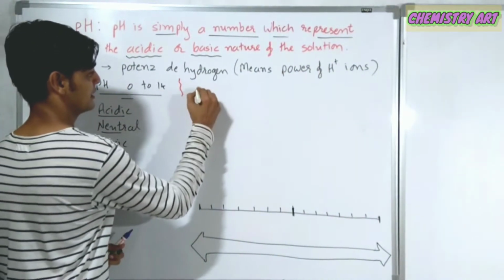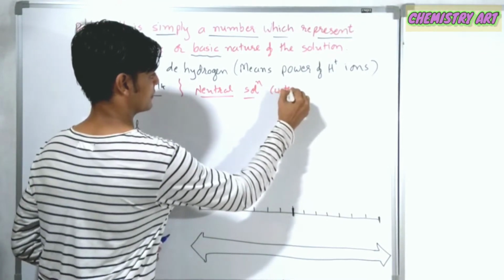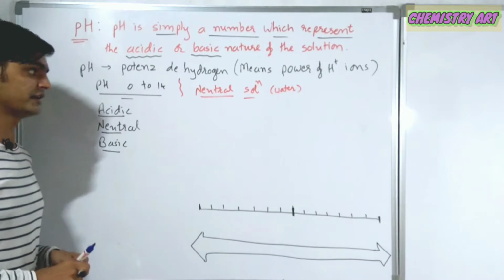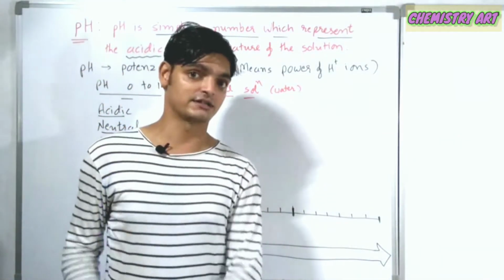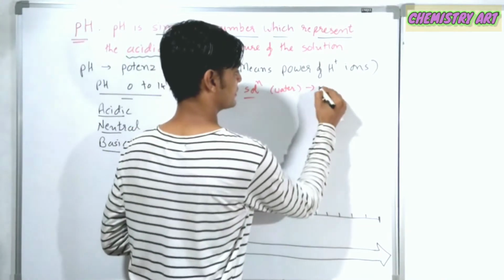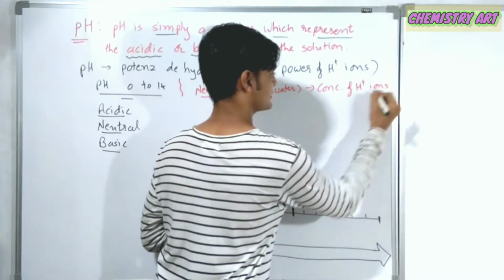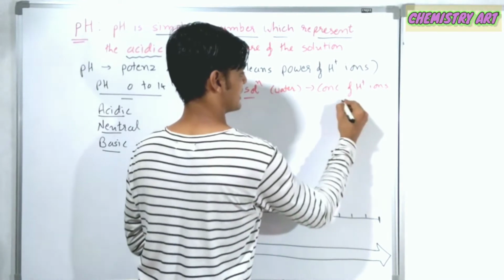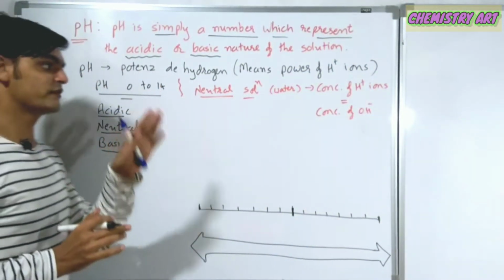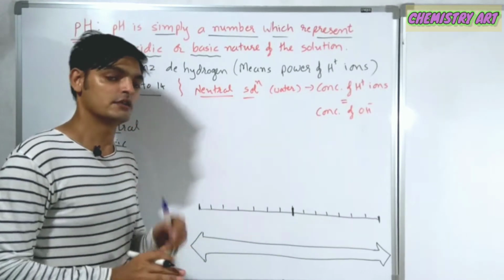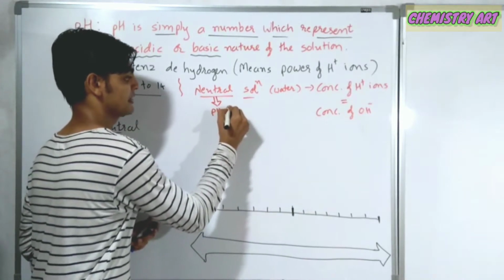For any neutral solution, for example water, or distilled water, the concentration of H plus ion and the concentration of OH minus ion are the same, and that's why it is known as neutral. So in a neutral solution, the concentration of H plus ions is equal to the concentration of OH minus ions, and that's why the pH of a neutral solution is always 7.